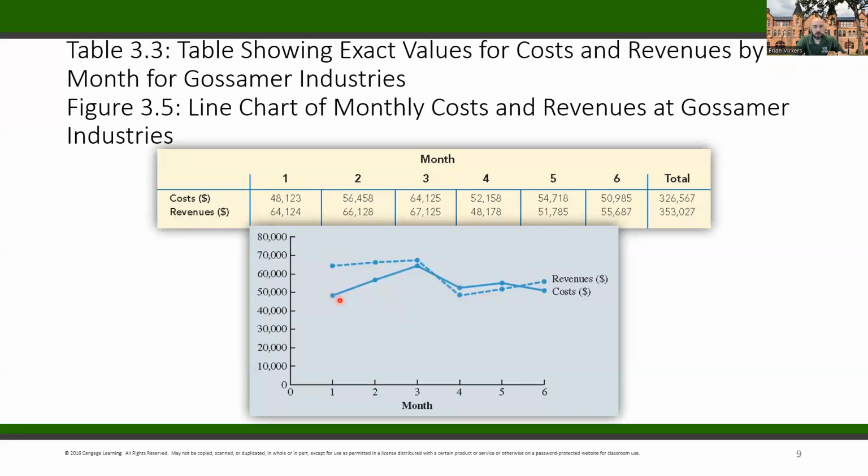It helps to see, are we making more than it's costing us, right? So we've got revenues are higher than what the costs are, but then in month 4, our costs were higher than what we brought in revenues.